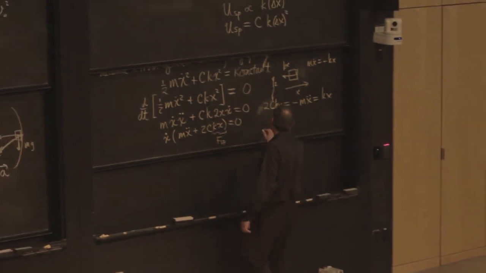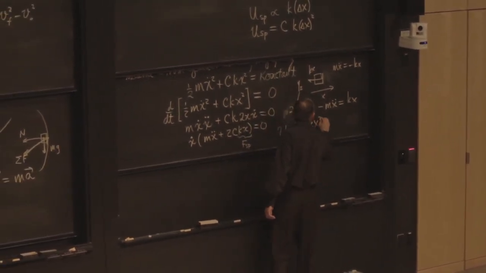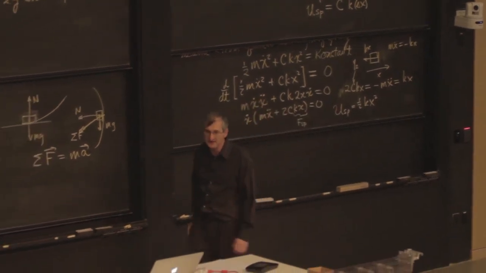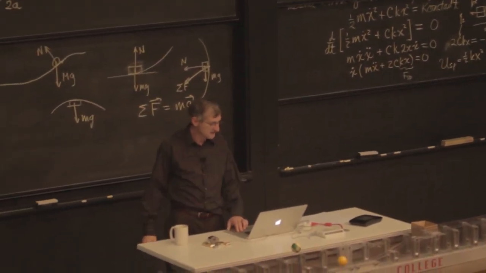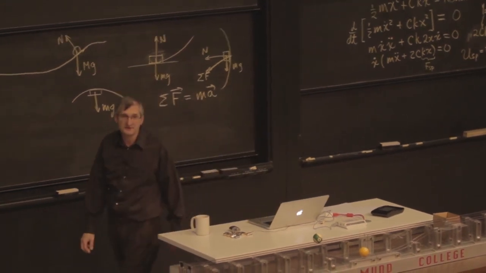Okay, so therefore, finally, the spring potential energy, 1/2 kx squared, which we got out of a combination of dimensional analysis and energy conservation with calculus.